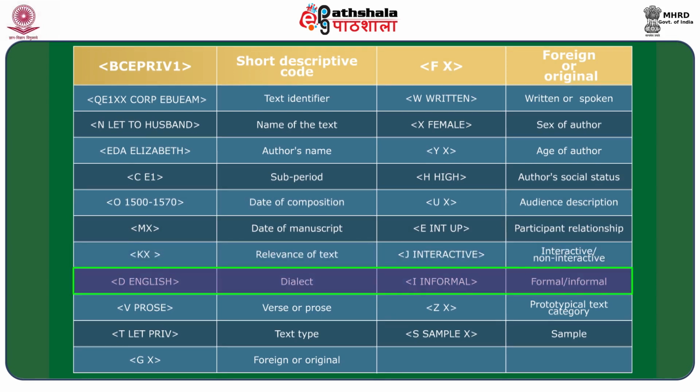There is a specific code for text identifier, name of the text, author name, subject and period, date of composition, date of the manuscript, relevance of the text, dialect, verse or prose, text type, foreign or original, written or spoken, sex of the author, age of the author, author's social status, audience description, participants' relationship, interactive or non-interactive type of text, formal or informal, prototypical text category, and the sample. So they had a large list of unique encoding types which has been followed for COCOA.